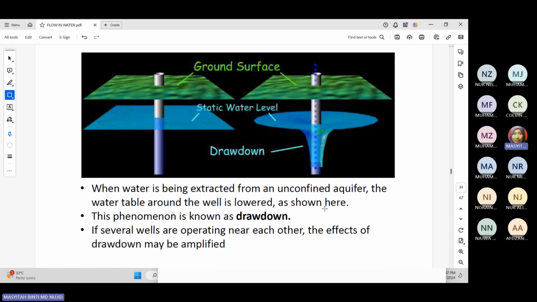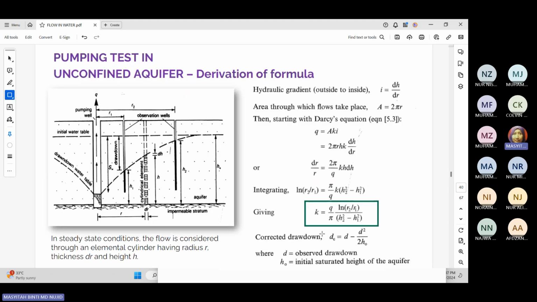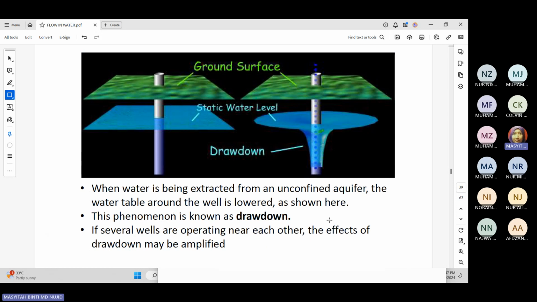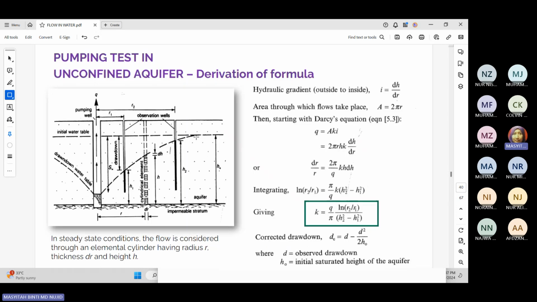Okay, just now I explained about drawdown. So this is also another piece of information supaya you boleh faham what exactly I said just now. So kalau kita ada ground surface, kemudian kita ada static water level, and that's the effect of the drawdowns. So when the water is being extracted from an unconfined aquifer, the water table around the well is lowered. So dia dah berubah paras air. Itu yang dinamakan sebagai drawdown. So if several wells are operating near each other, the effect of drawdown may be amplified. So dia akan berubah kalau you letak telaga tu very closely antara satu sama lain.